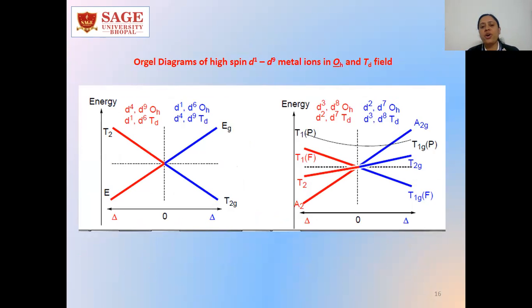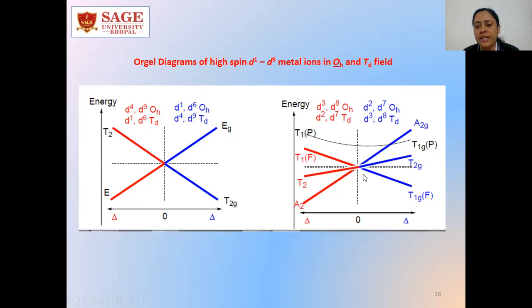So actually the Orgel diagram of high spin D1 to D9 metal ions, we can represent in two types of Orgel diagrams. One where EG and T2G splitting will be there. In some cases, E is the ground state and T is the excited state. In other cases, T is the ground state, E is the excited state. Depending on tetrahedral and octahedral, we use G.